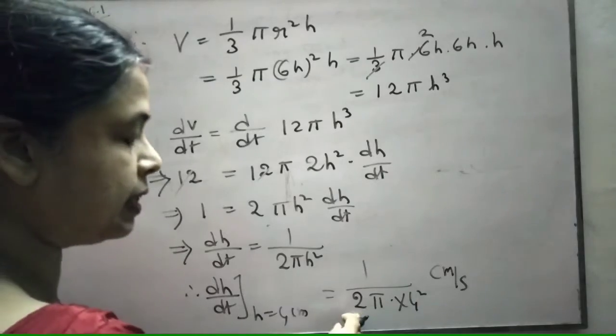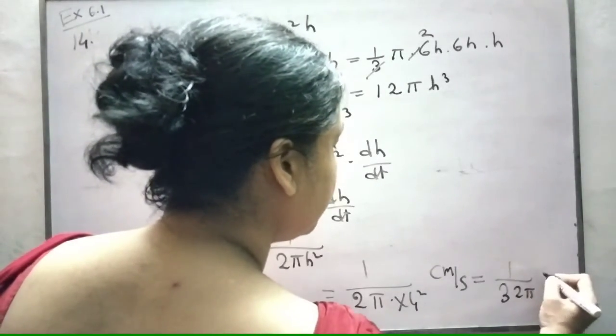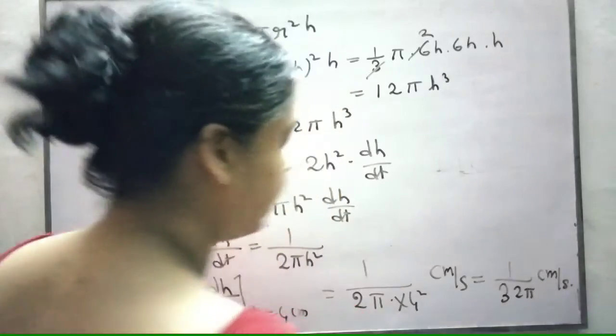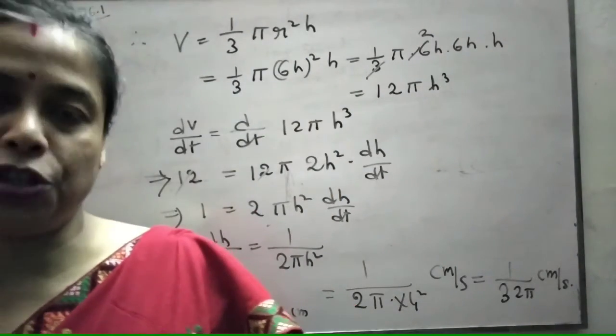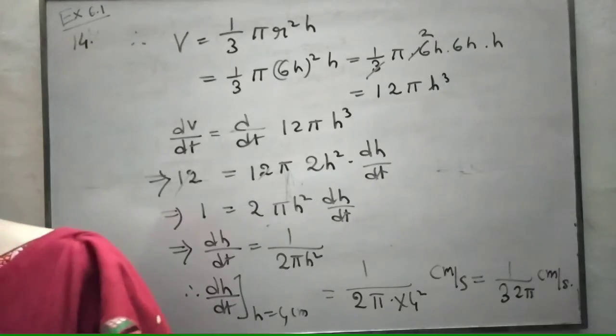The value is 4 squared is 16, 16 times 2 is 32. So the answer is 1/(32π) centimeter per second. So this is the solution of this question. The number of the question is 4.